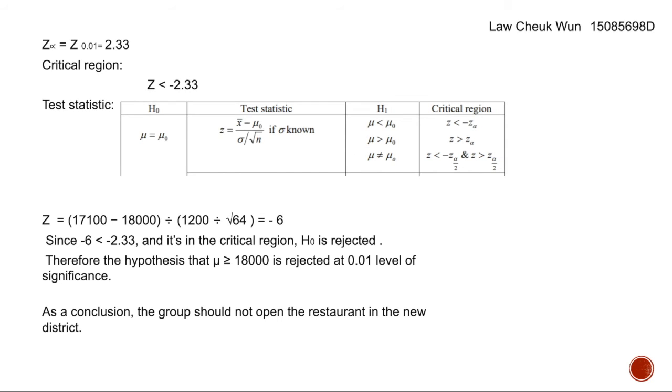Z equals $17,100 minus $18,000, divided by $1,200 divided by the square root of 64, which equals -6. Since -6 is smaller than -2.33, it is in the critical region and H0 is rejected. Therefore, the hypothesis that mu is greater than or equal to $18,000 is rejected at the 0.01 level of significance. As a conclusion, the group should not open the restaurants in the new district.